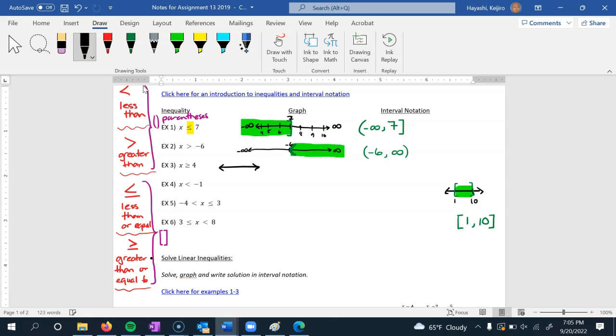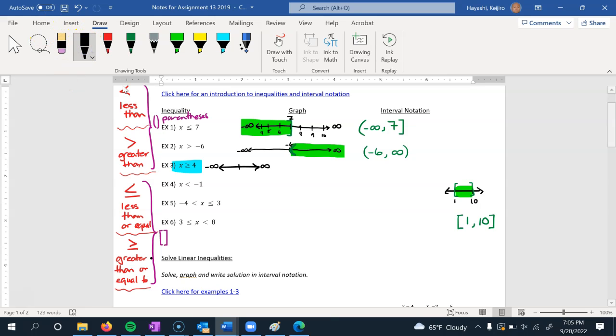And it doesn't even have to be a particularly big number line. The important thing is that it has negative infinity on the left and infinity on the right, and it has the number of interest somewhere in the middle. So this inequality reads x is greater than or equal to 4.